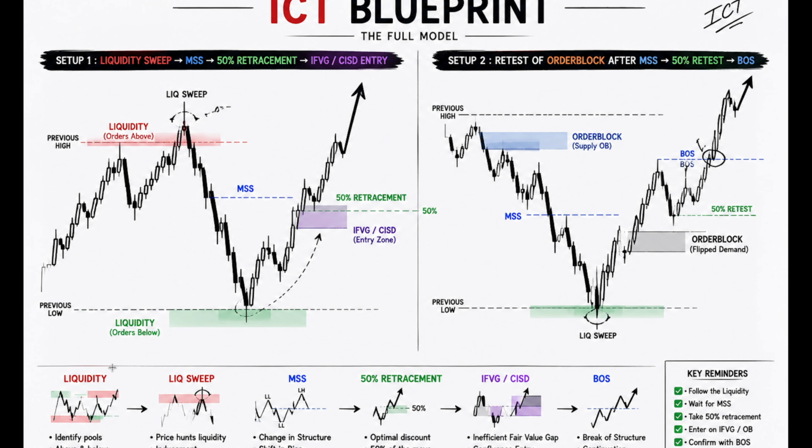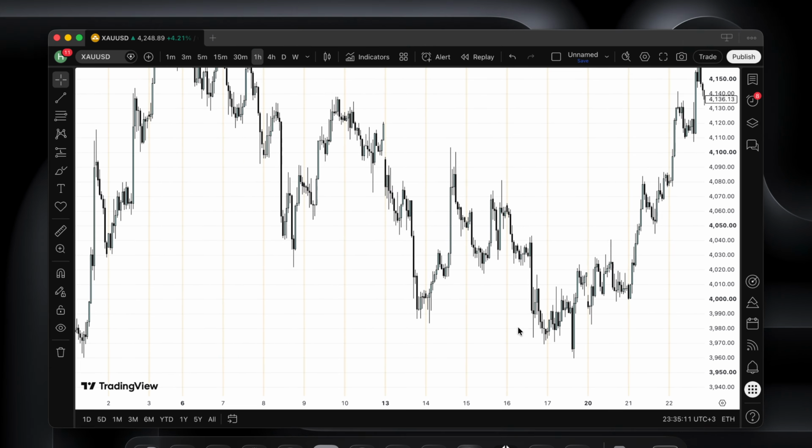Okay, so key reminders: follow the liquidity, wait for the market structure shift, take the 50% retracement, and enter on the inversion fair value gap or the order block or the CISD, or even if an SMT divergence formed, then you're going to be entering at the same thing, and confirm that trade with another breaker structure in your move. Whenever you see a breaker structure, the market does not have to go again below the 50%, so you're going to be placing your break even on your trade. So let's jump on the charts.